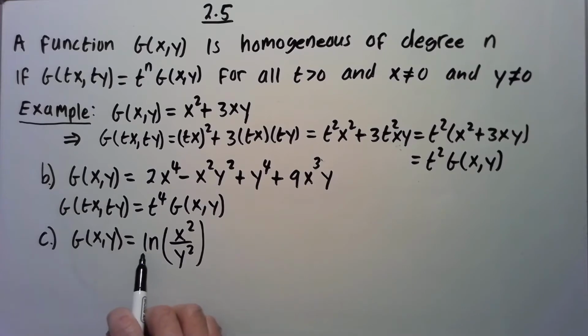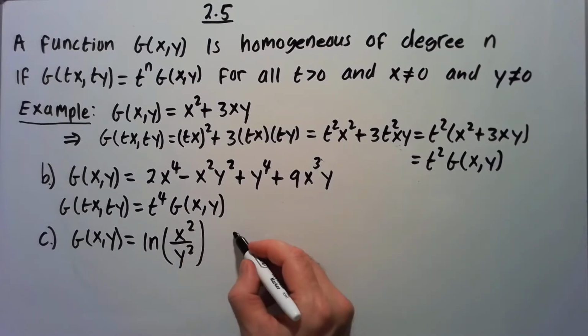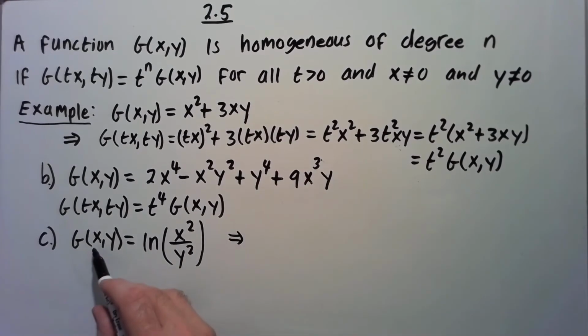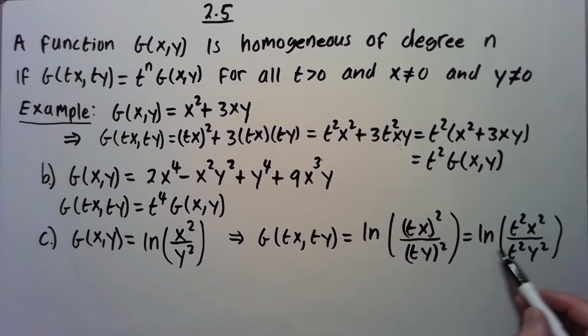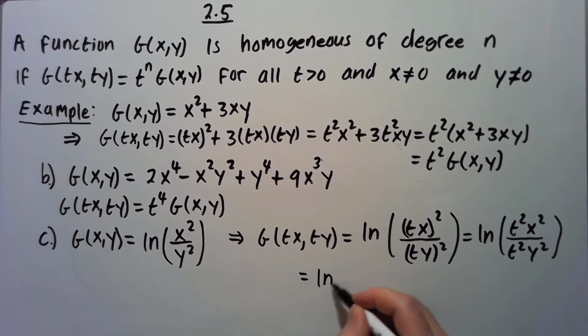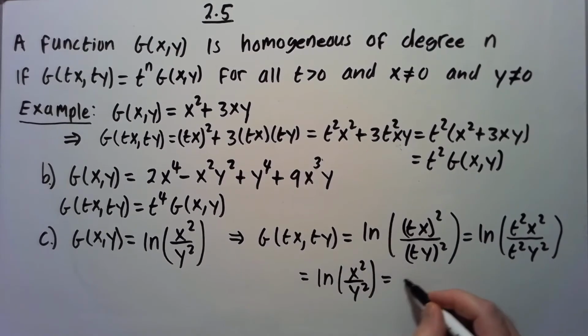Okay, so g(x, y) equals ln of x squared over y squared. It may not be obvious, but this will be homogeneous also. Let's just show it here. So let's plug in tx, ty and see what we get. Again, we're going to put tx in place of x, so it'll be (tx) squared, and ty in place of y, so it'll be (ty) squared. Simplifying, it becomes ln of t squared x squared over t squared y squared. The t squared will cancel, so it becomes ln of x squared over y squared, which equals g.